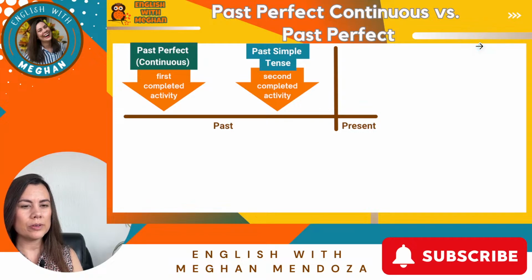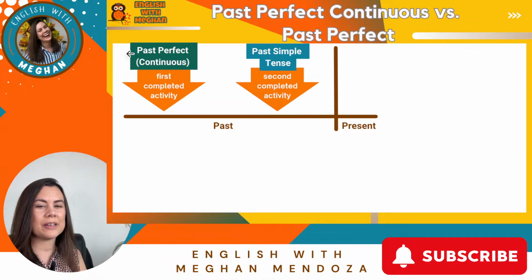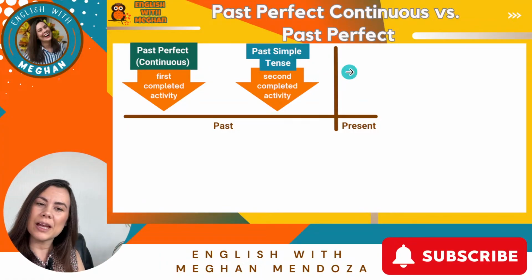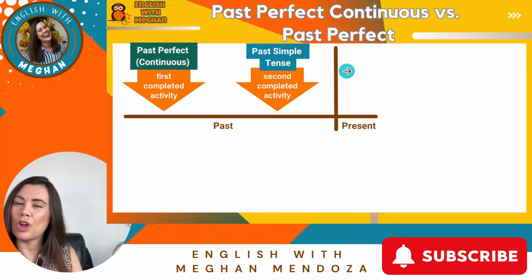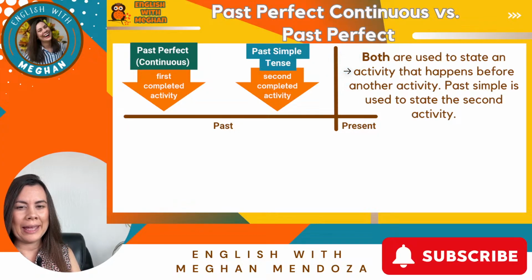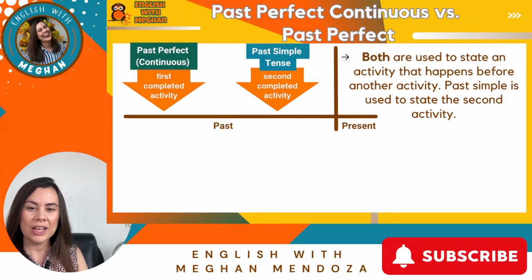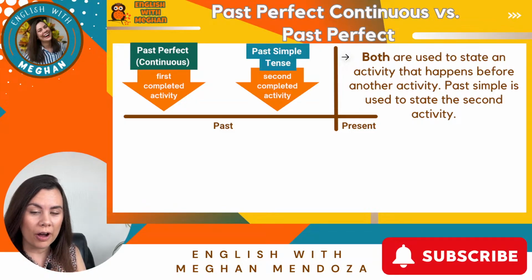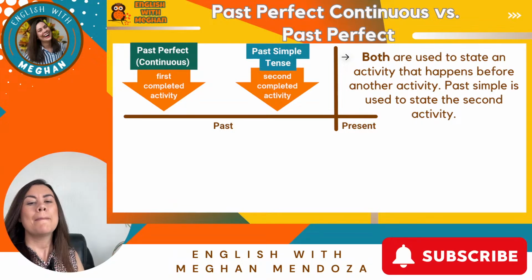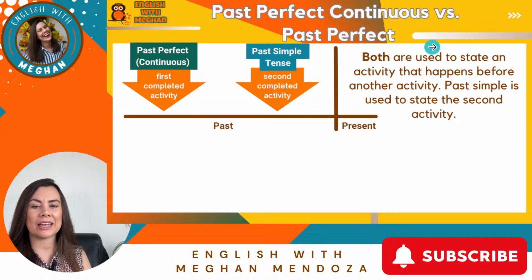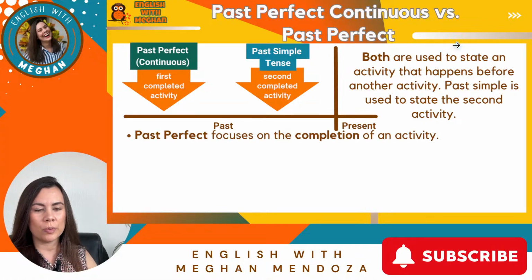As you notice here, I put past perfect continuous because sometimes it's past perfect, sometimes it's past perfect continuous. Sometimes you can use both and there's no problem. Let me read this. Both, be careful with the TH, both are used to state an activity that happens before another activity. Past simple is used to state the second activity. Sure, we know that.